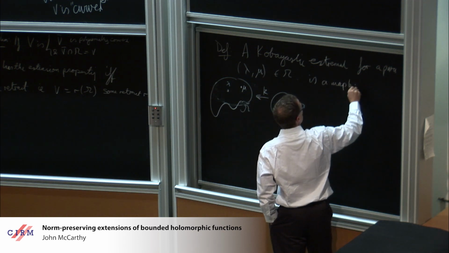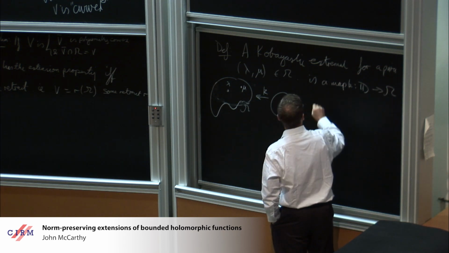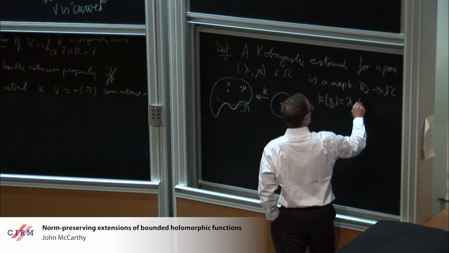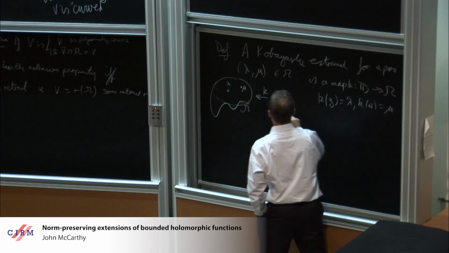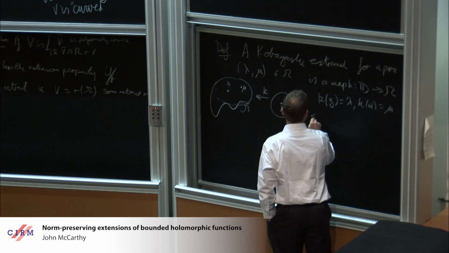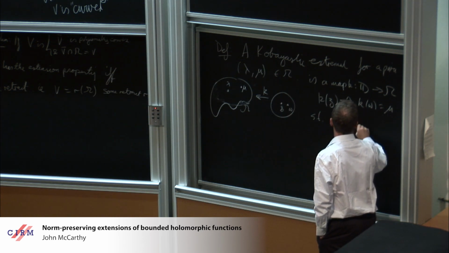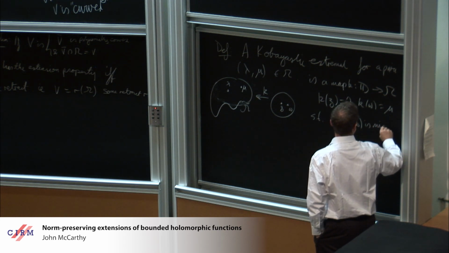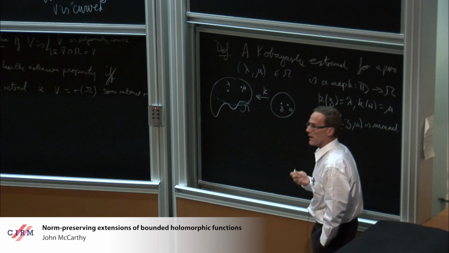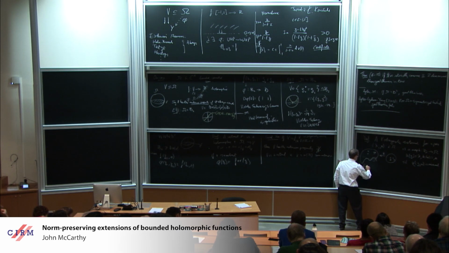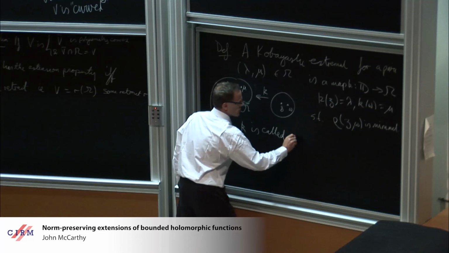Here's a map K from D to omega, so it has to hit lambda and mu, so say K of Z is lambda, K of W is mu, such that the pseudo-hyperbolic distance between Z and W is as small as it can be. And then the image of a Kobayashi extremal, the range of K, is called a geodesic.